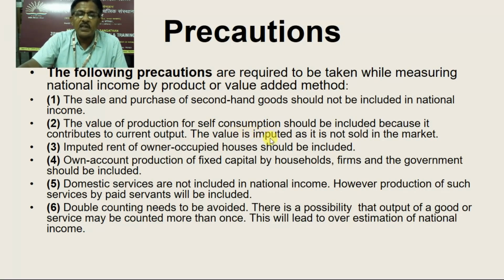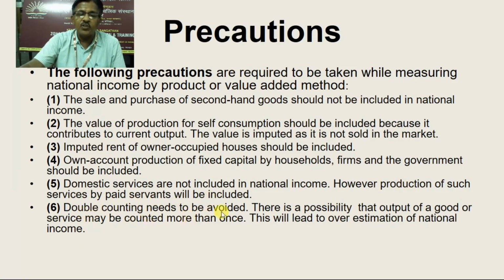So that expected or imputed value has to be taken into account for the estimation of national product or domestic product. Imputed rent of owner-occupied houses should be included. Own account production of fixed capital by households, firms and government should be included. Domestic services are not included in national income. However, production of such services by paid servants will be included.